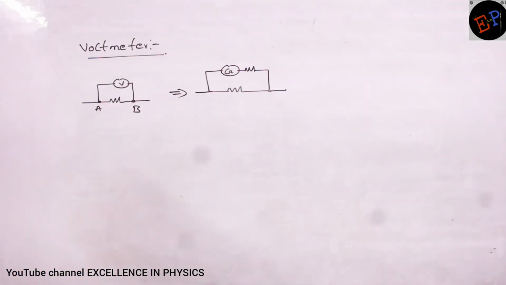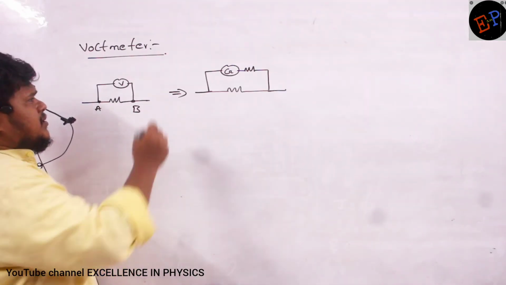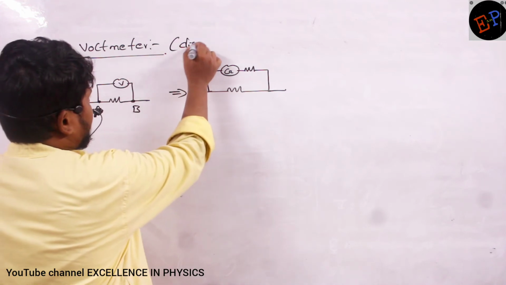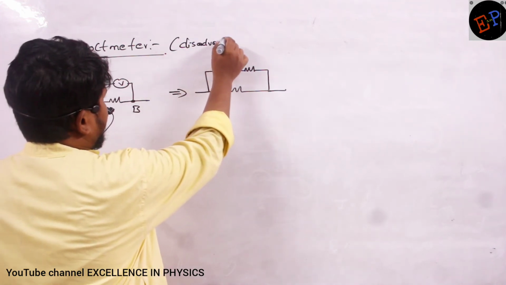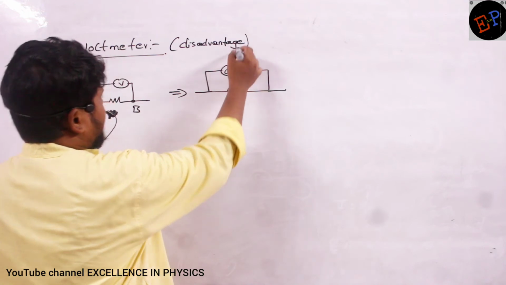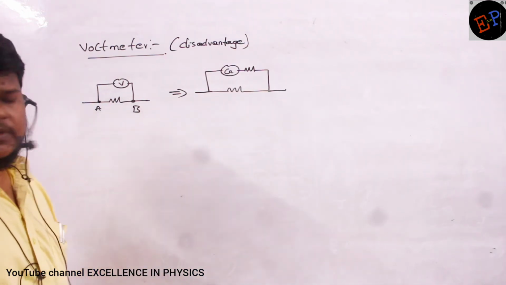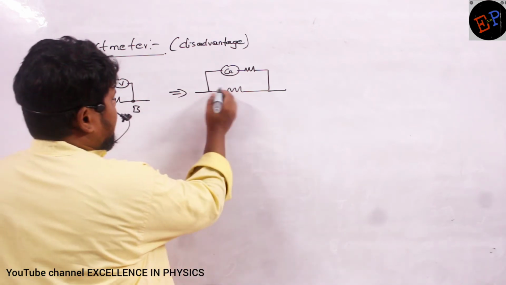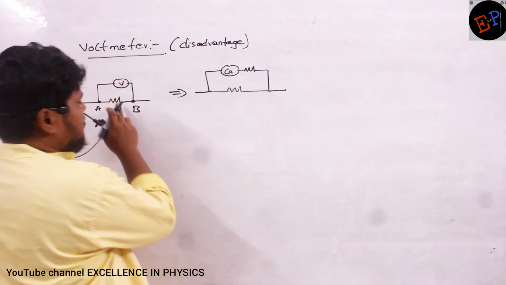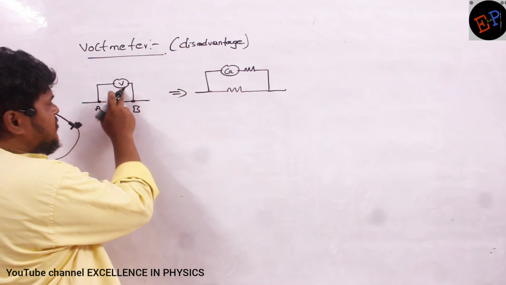Now see. Now we are discussing the disadvantage of voltmeter, which you can never neglect. Always it will be present. So here, what is the function of voltmeter? What is its function?